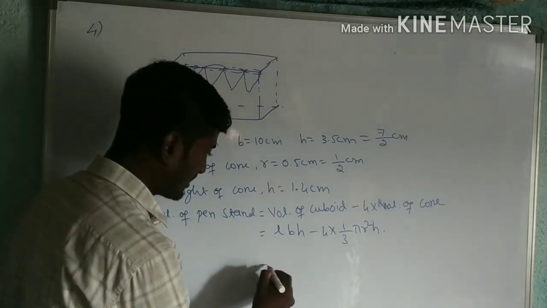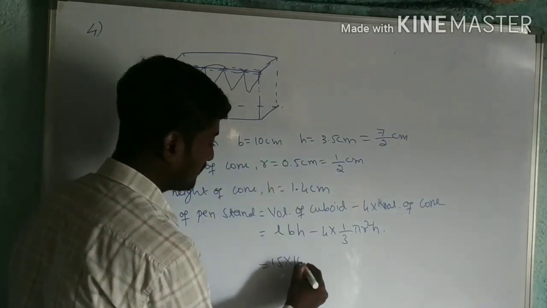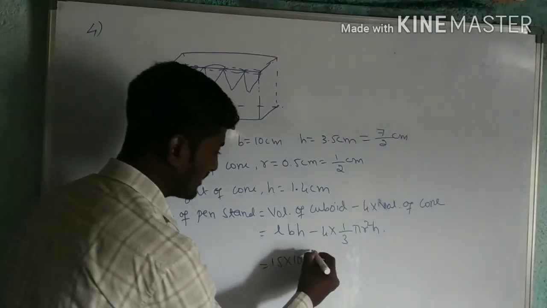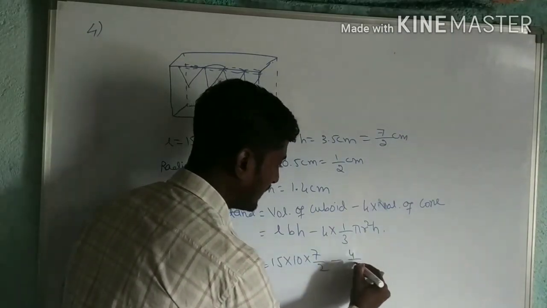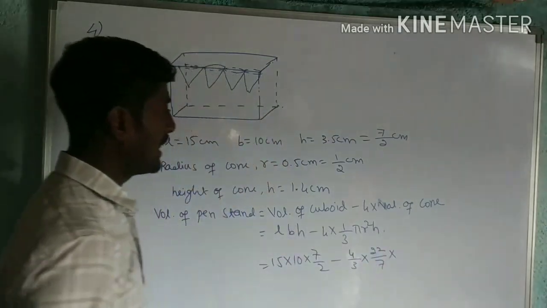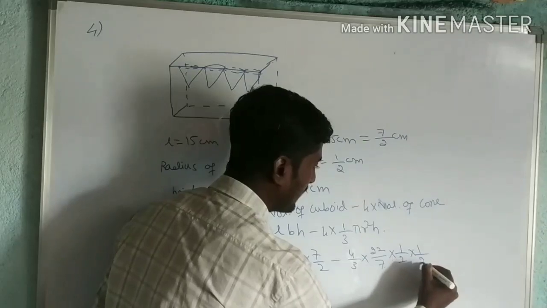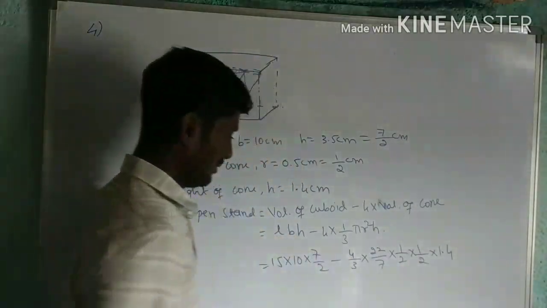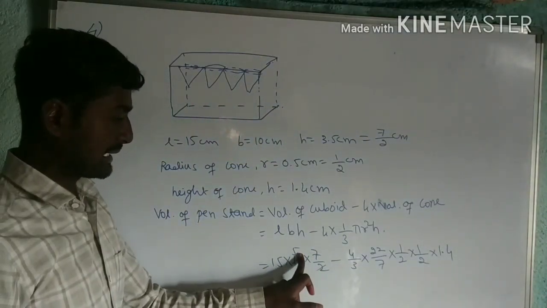Now let us substitute the values. In LBH, L is 15, B is 10 and H is 3.5, or 7 by 2. I'll write it as 7 by 2, minus 4 divided by 3, pi value is 22 by 7, r square. The r value is 1 by 2, so r square is 1 by 2 into 1 by 2. The H value is 1.4. 2 ones are 2, 7 fives are 35.